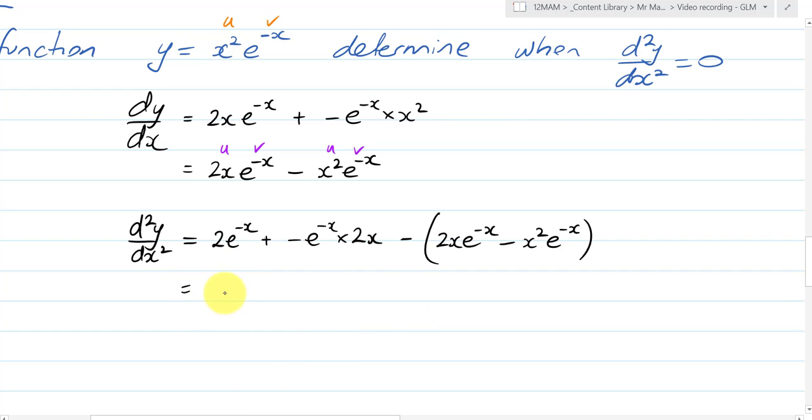And then I can simplify this to become 2 e to the negative x minus 2x e to the negative x minus 2x e to the negative x becomes minus 4x e to the negative x. And then negative of a negative becomes a positive, x squared e to the negative x there.